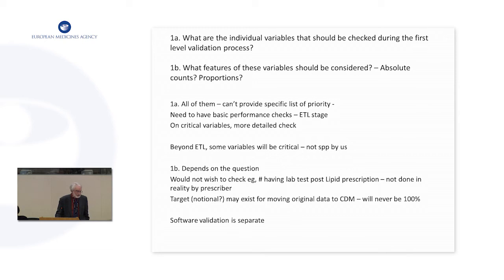As for the features of the variables that should be considered: absolute counts and proportions, yes. We felt that a lot of things should be looking at rates and proportions rather than just counts, so that we had a sense of where the variability in the data was between different data sets, for example, different data sets from the same source provider over time and different providers, and that this would lead to particular challenges in Europe.